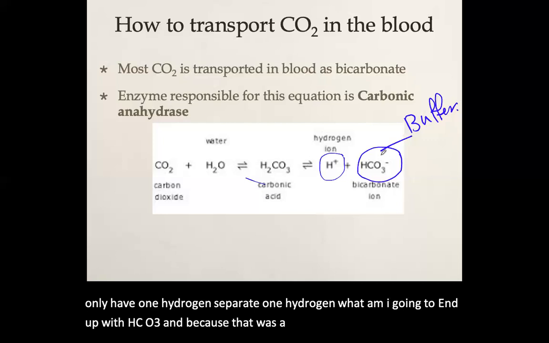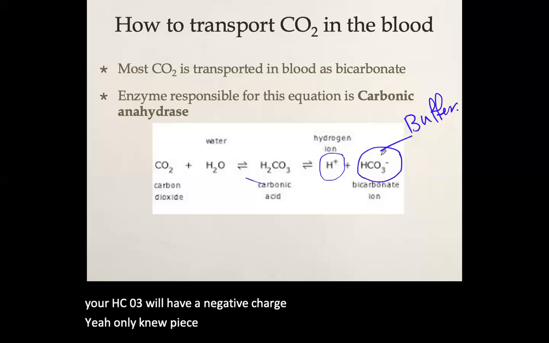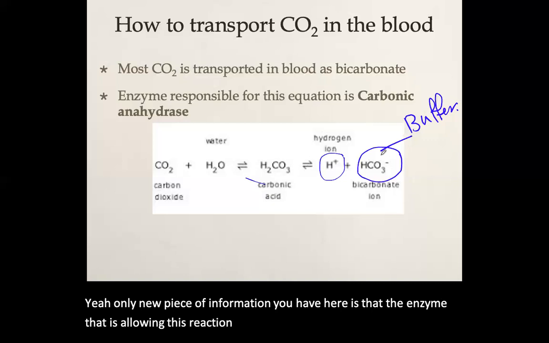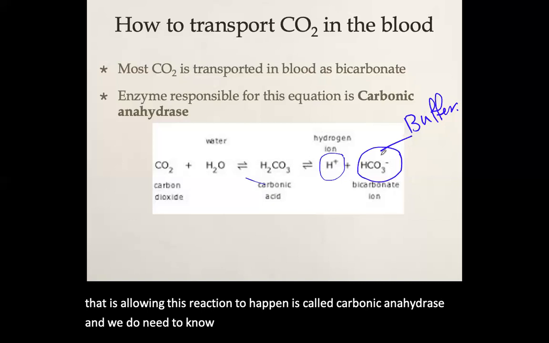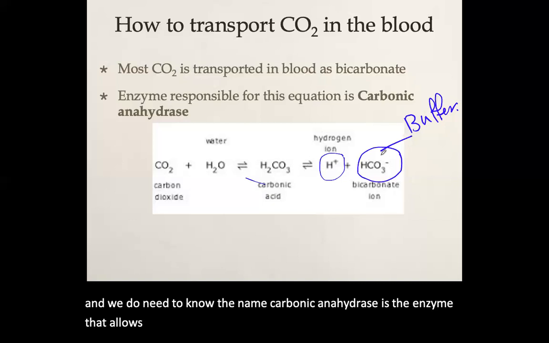The only new piece of information you have here is that the enzyme that is allowing this reaction to happen is called carbonic anhydrase, and you do need to know the name. Carbonic anhydrase is the enzyme that allows the reaction to happen, and it's an effective way of us moving carbon dioxide within our body.